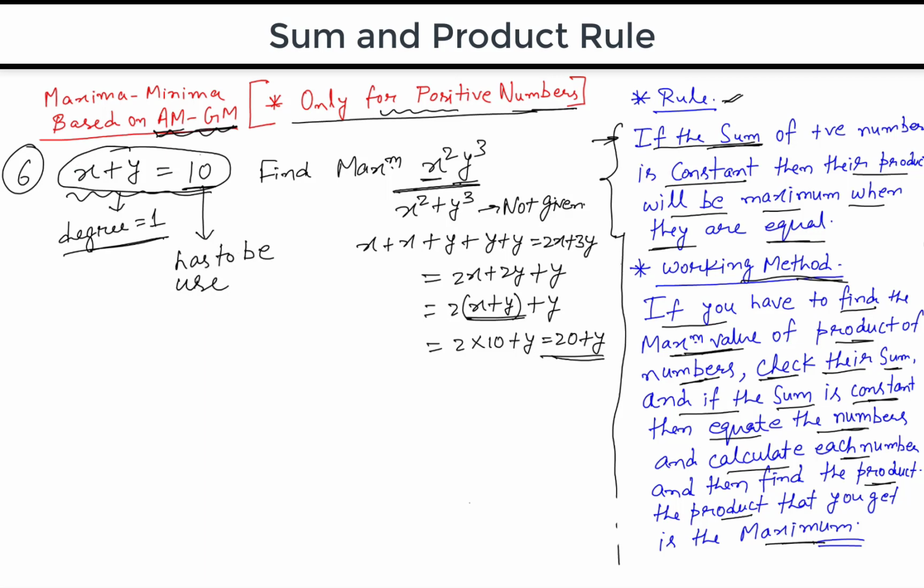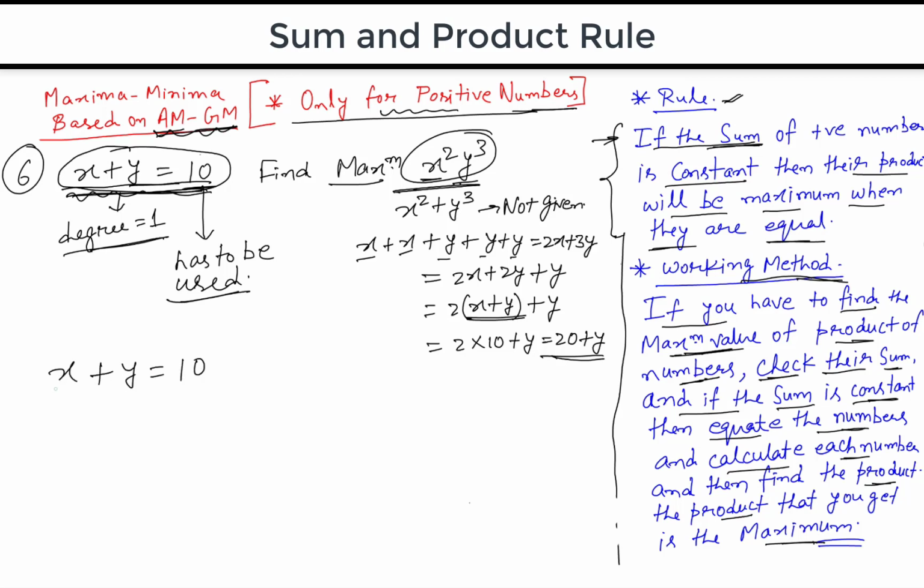Now, if this has to be used and we have to find the maximum value of this product, to get x square, I should get x and x. X should appear twice. To get y cube, I should get y from this only. So in this case, what you should do is start from x plus y equal to 10. And how do you do that?